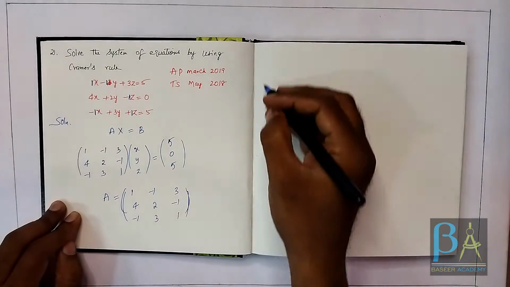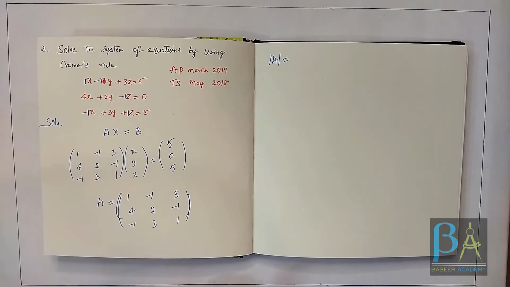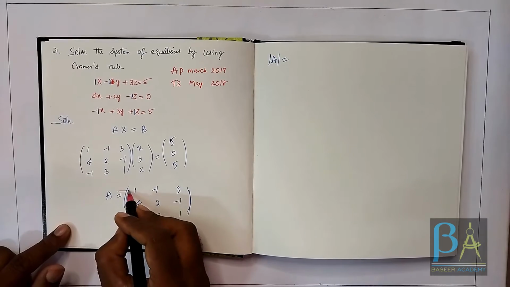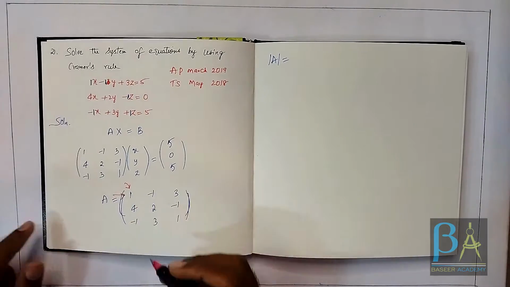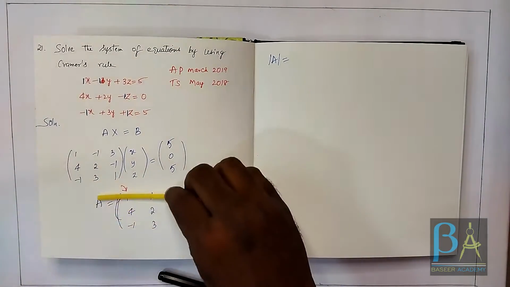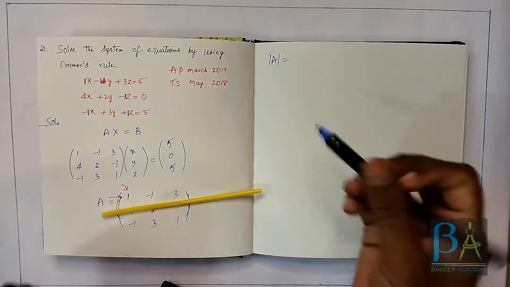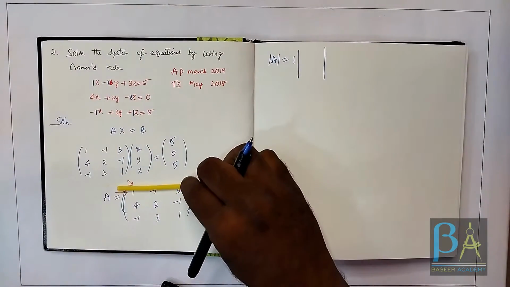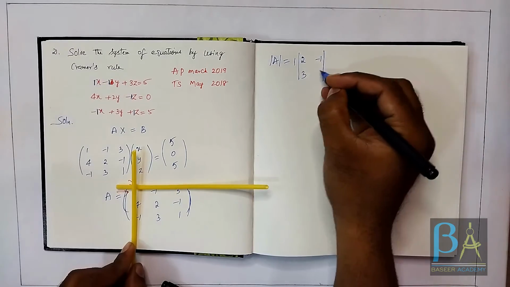The first thing that we do here is we find out the determinant of A. How do you find the determinant of A? You can find out the determinant of A by expanding this using the first row. So I'm going to target all the elements of the first row. Let me first target 1 here. When I target 1 using this row and the column, I'm left with these 4 numbers: 2, minus 1, 3, 1.